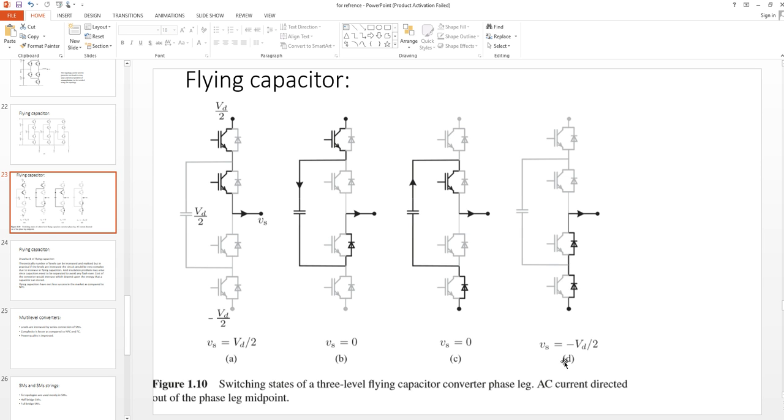Similarly, in order to get the minus VDC by 2, both the diodes D3 and D4 are conducting and the current is flowing through this terminal. So we are getting minus VDC by 2 here in this sequence. So this is the switching states of a 3-level flying capacitor converter with AC current directed out of the phase leg midpoint.